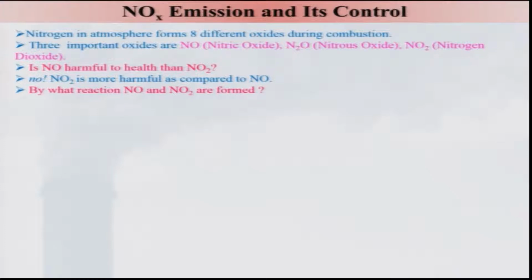By what reaction are NO and NO2 formed? N2 reacts with the oxygen available in air and leads to 2 moles of NO. Of course, that occurs at a high temperature, and 2 moles of NO can react with oxygen to form 2 NO2, that is nitrogen dioxide.